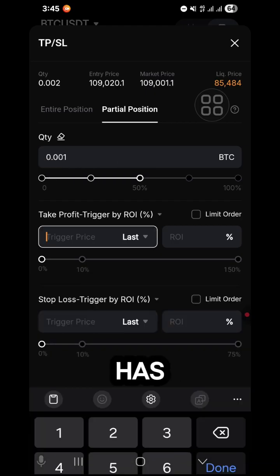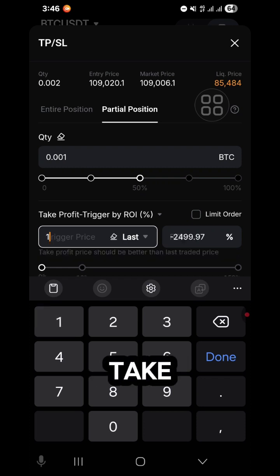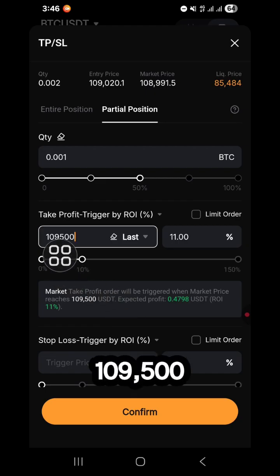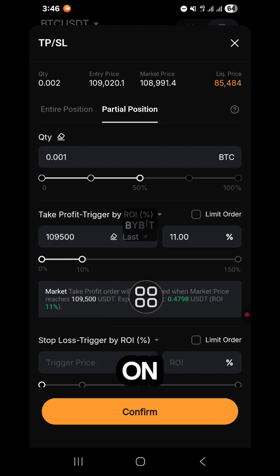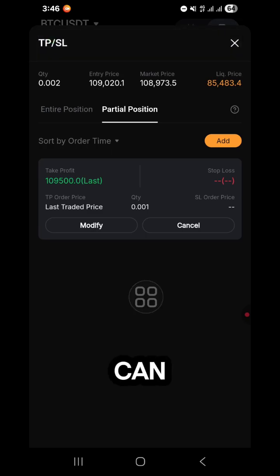For example, let's say I want to take 50% profit when the price goes to, let's say, 109,500. I can put it at this particular place. You can see I can put it. I want to take 10% profit when we get to 109,500. I can tap on confirm. If I do this, it means I have set a partial profit. I can also set another partial profit by tapping on add.